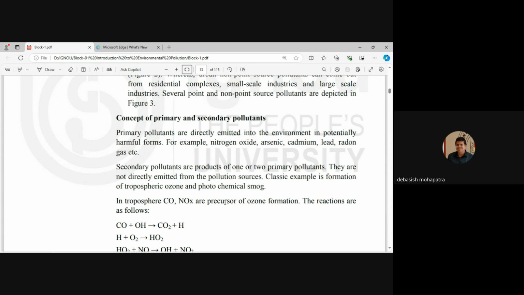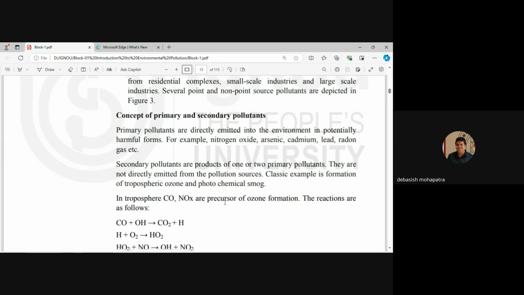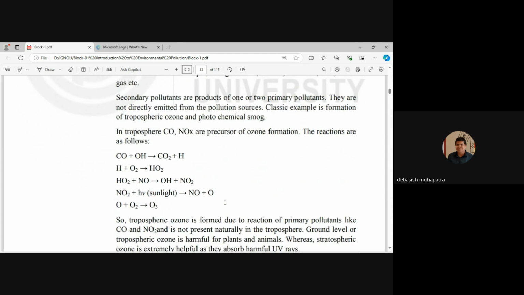In the troposphere, carbon monoxide and nitrogen oxides are precursors of ozone formation. The reactions are as follows. Carbon monoxide plus OH gives CO2 plus H, H plus O2 gives HO2, HO2 plus NO gives OH plus NO2, NO2 plus sunlight gives NO plus O, O plus O2 gives O3. This is how ozone is formed.